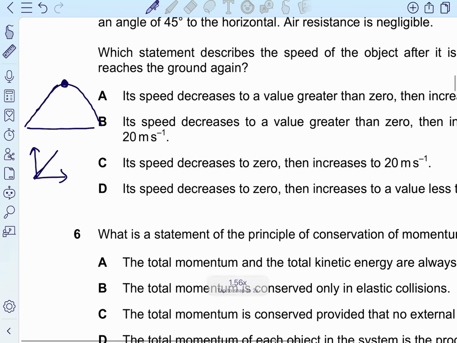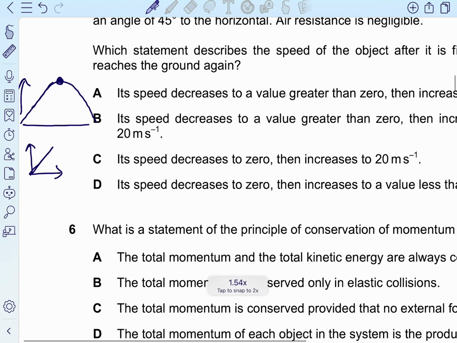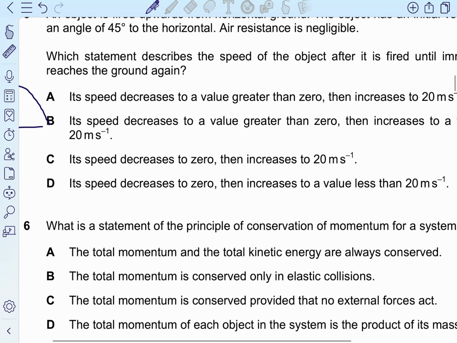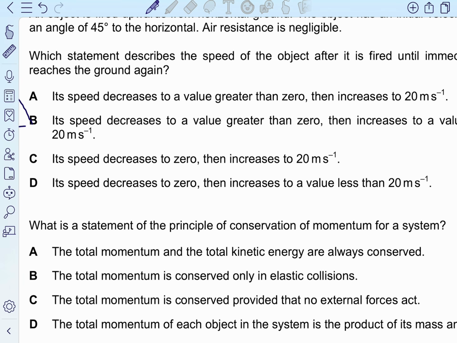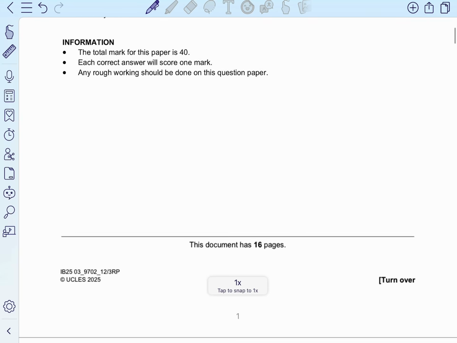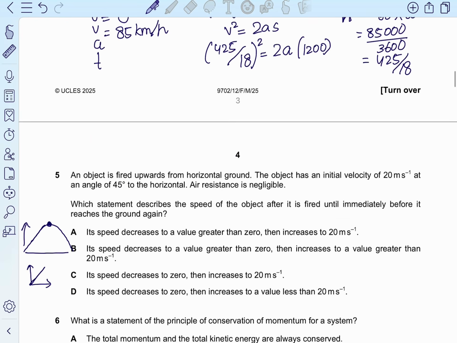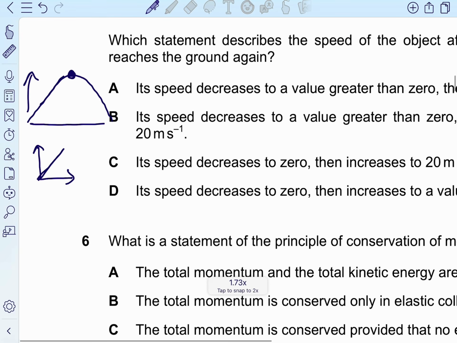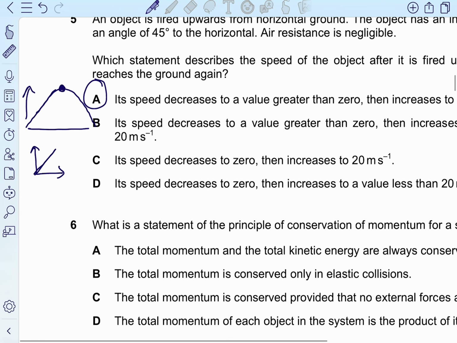So as it moves up, the speed decreases because the value of the vertical component decreases. So the speed will decrease to a value that is greater than 0, and then it will increase to 20 meters per second, because of the law of conservation of energy. Since the air resistance is negligible, when it moves from the ground up, it gains gravitational potential energy, and when it goes back down, all of that energy is converted back to kinetic energy. So therefore the answer is A.